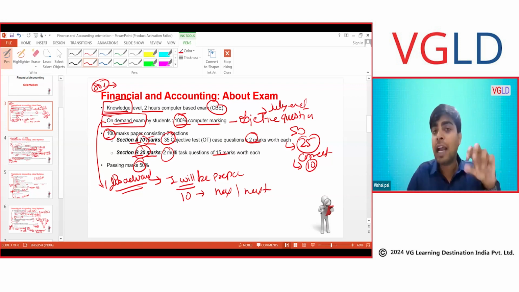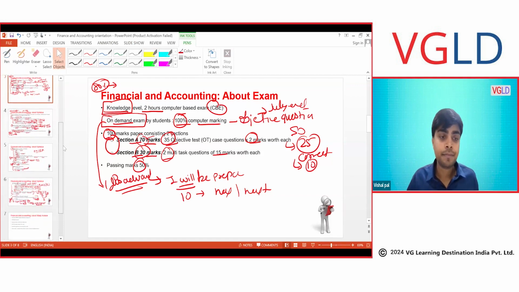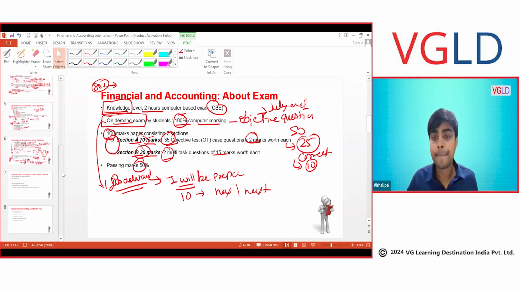It's not like, okay, I'll prepare this much part and I'll leave that part. This will not help you. You have to cover 100% of the syllabus. So these are the two sections: section A covering 35 questions, section B covering 2 multitask questions, and you need to pass 50%. Any doubt, anyone? I hope this is all clear.